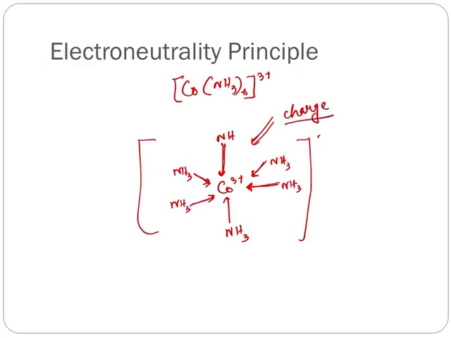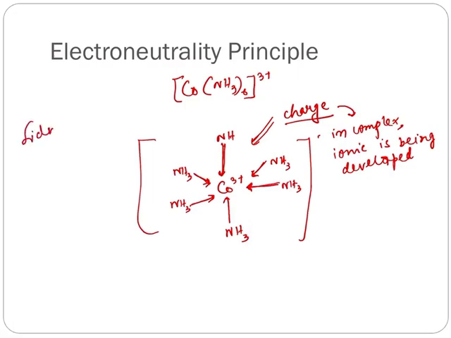So that means by this theory, in a complex ionic character is being developed, and if a complex has ionic character, it is very much unstable. So the Sidgwick principle fails to demonstrate the stability of the complex.